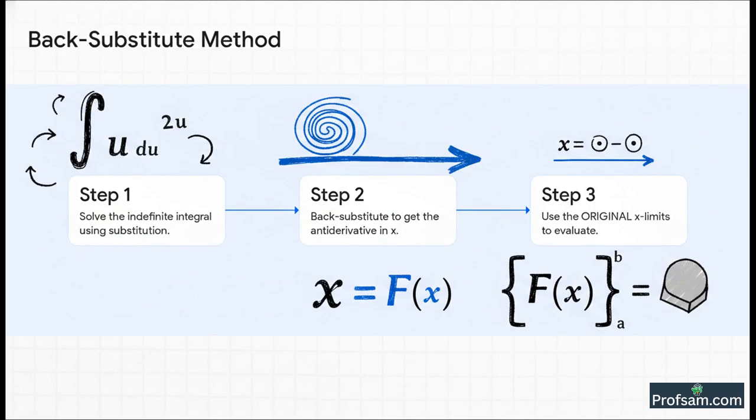The strategy for this method is totally different. First, you just pretend the limits don't even exist. Seriously, just ignore them for a minute. You solve the problem like a regular indefinite integral using substitution. You get your answer in terms of u, and then, this is key, you back substitute to get the antiderivative back in terms of x. Only when you're back in the x world do you bring back the original x limits to evaluate.